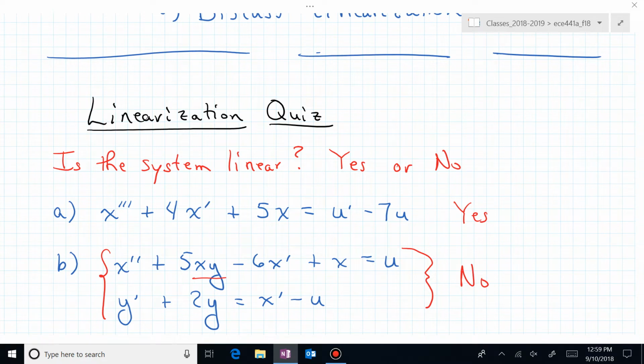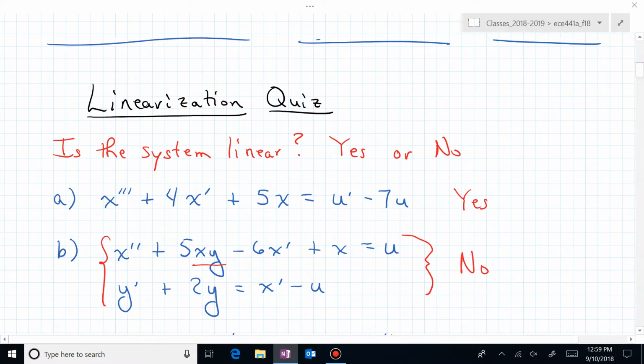Part A only contains linear scaled variables. Variables that are scaled with a 4 or a 5 or a 1 or a 7, a -7, but nothing that is a product of terms involving x, x prime, u, or u prime. And so A is a linear system for that reason.